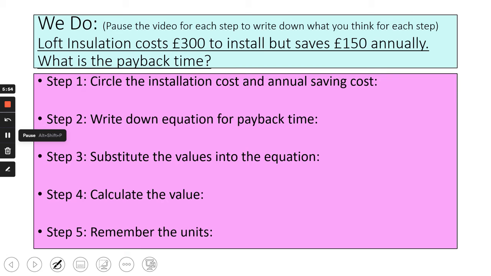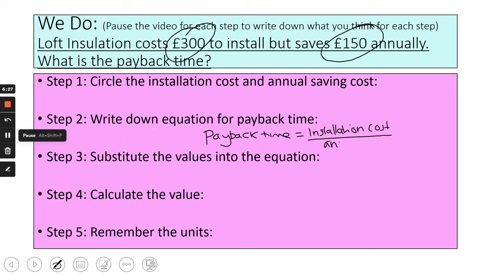So first of all, I'm going to circle the insulation cost and then the annual savings. You should have done this before carrying on the video. So step 2, pause here. I'm going to write down the equation for payback time. Okay, pause the video again and substitute the values into the equation.